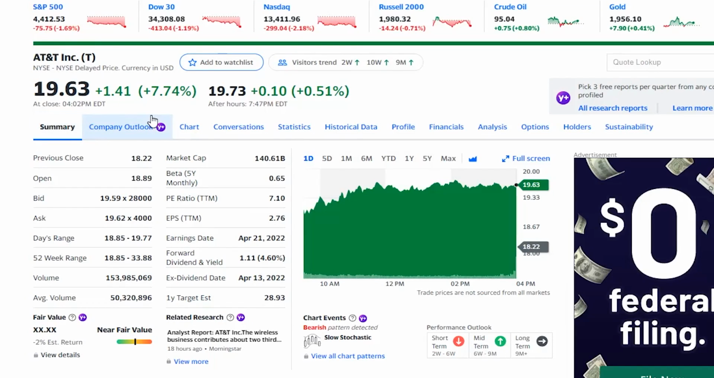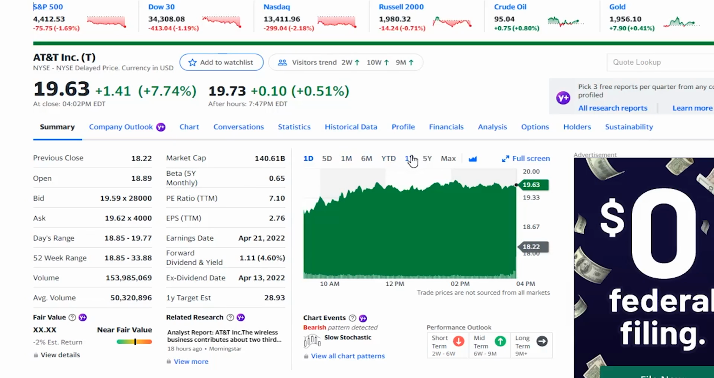So enough of the hypotheticals, let's do a real example. Let's do AT&T. The ticker symbol is the letter T. This is AT&T, obviously a very, very big company. Everyone knows it. It is worth $140 billion and it has a dividend yield of 4.6%.